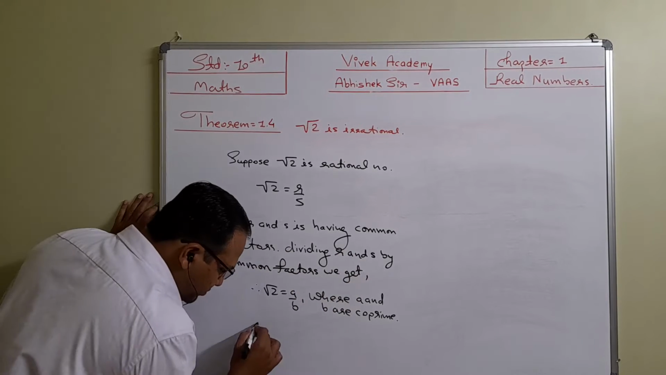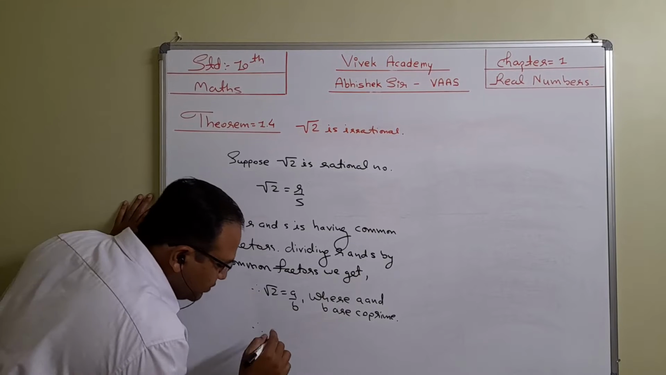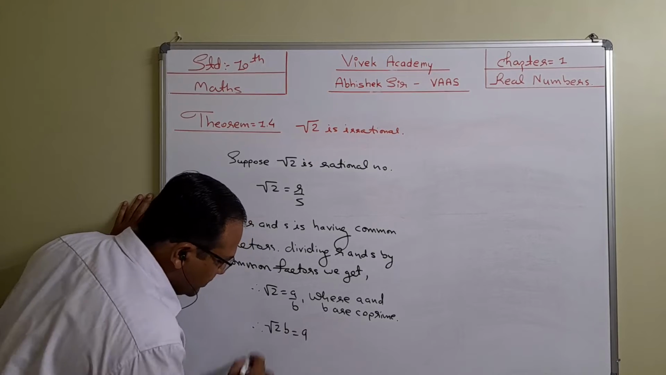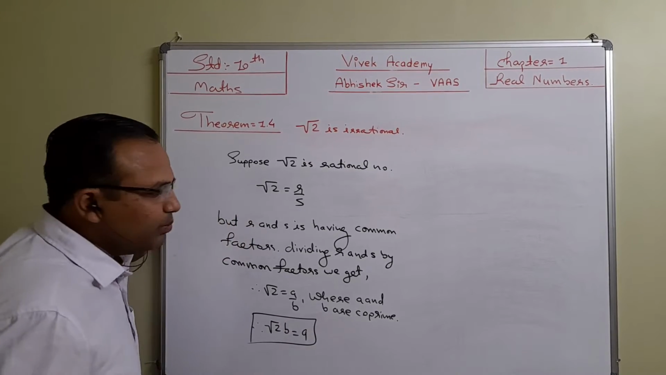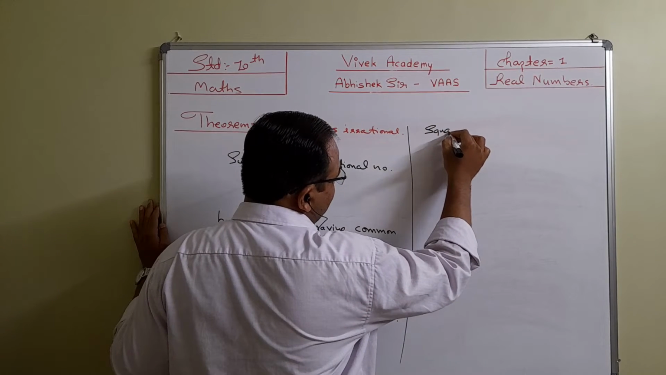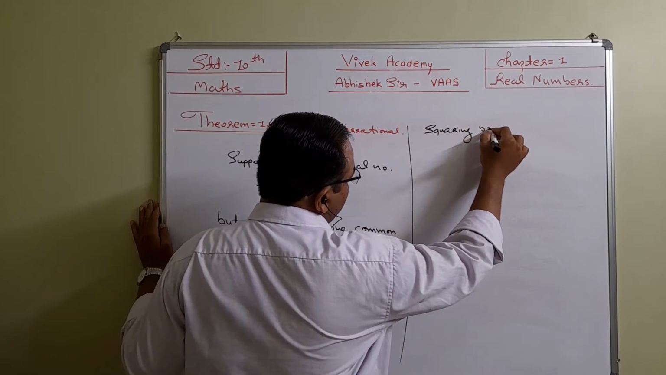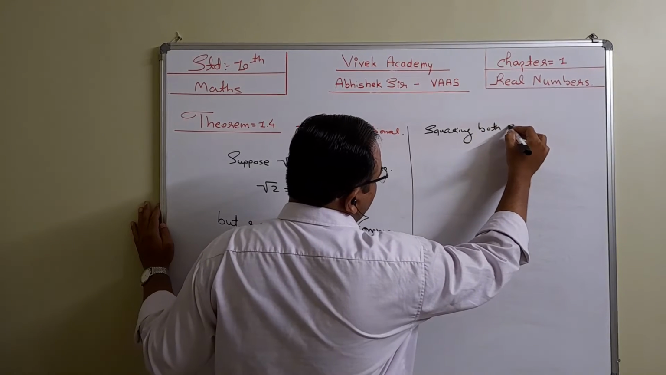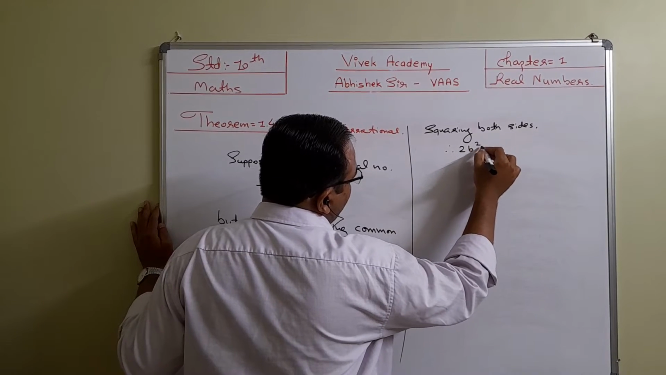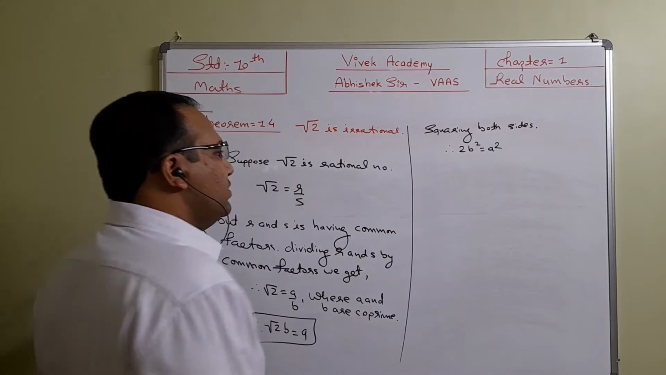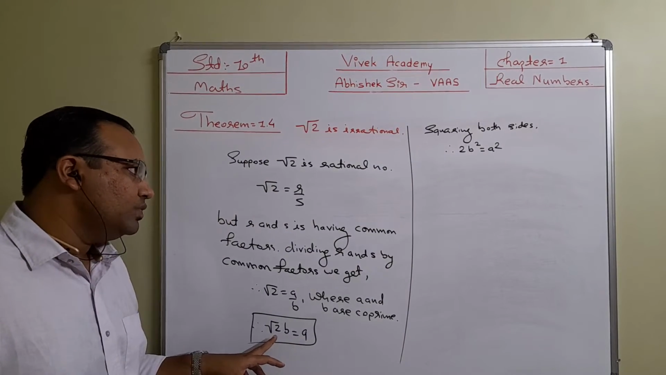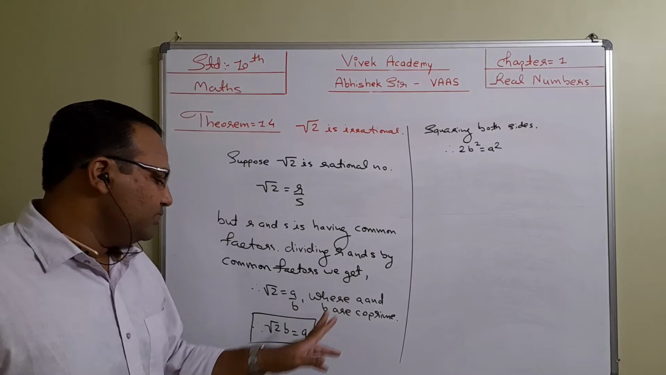Now here b is in the division. When it goes on the left hand side, it gets multiplied with root 2. So root 2 b is equal to a. Squaring both the sides, root 2 into root 2 is 2, b into b is b square, a into a is a square.